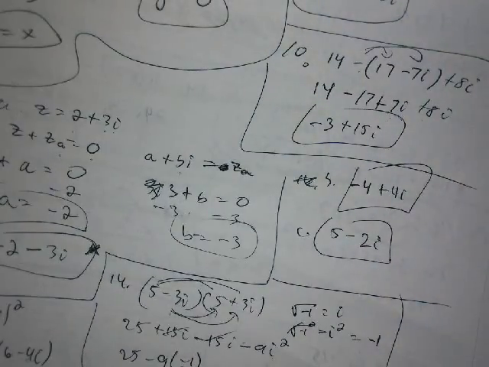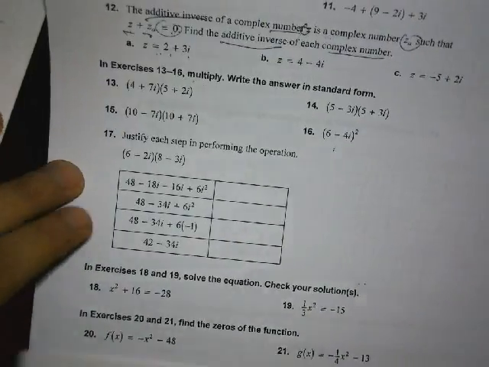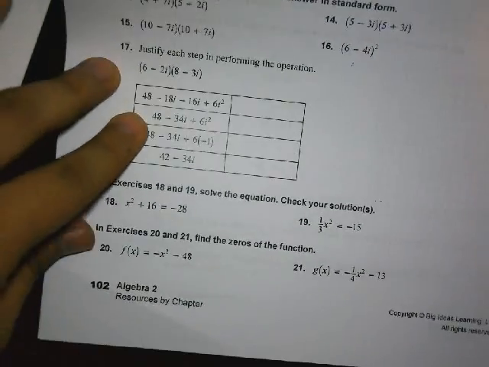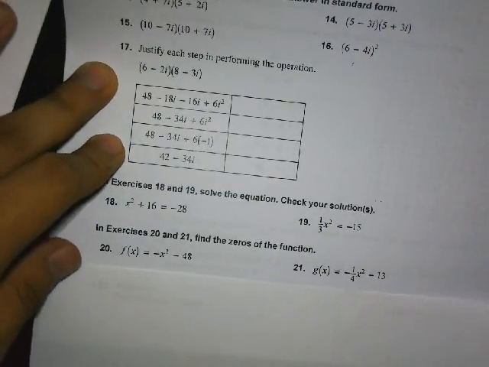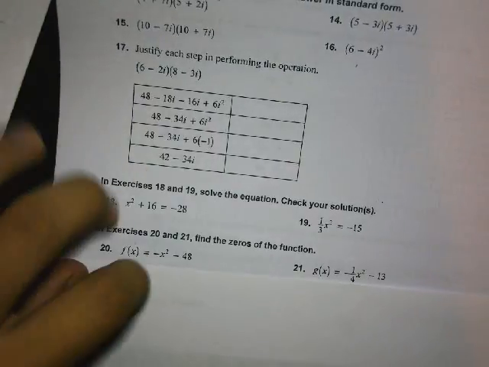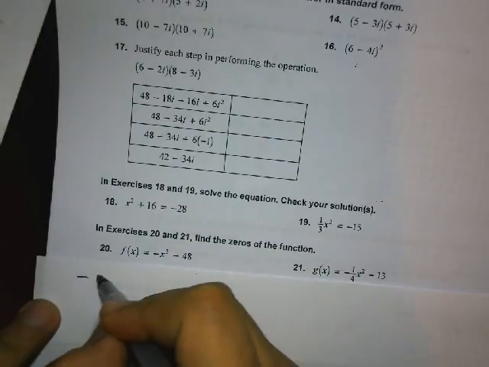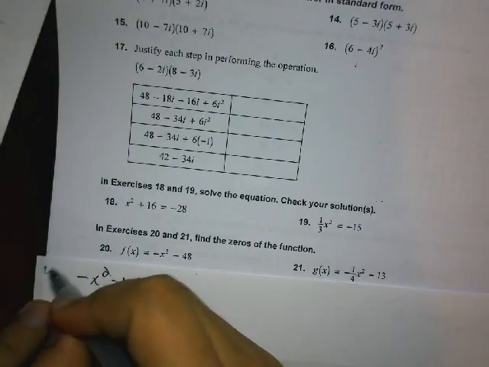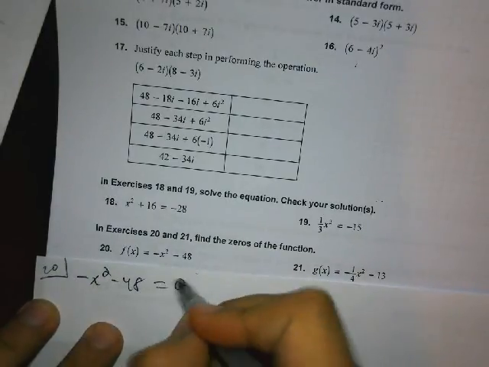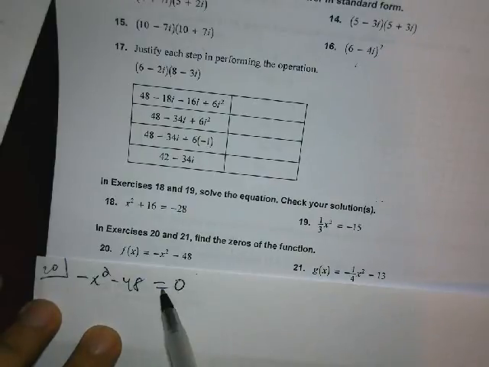Alright, last problem here, guys. Number 20. Number 20 says, find the zeros of the function. So what that means is that we're solving negative x squared minus 48 is equal to 0. Since we're finding our zeros, we set it equal to 0, and then solve any method that we can.